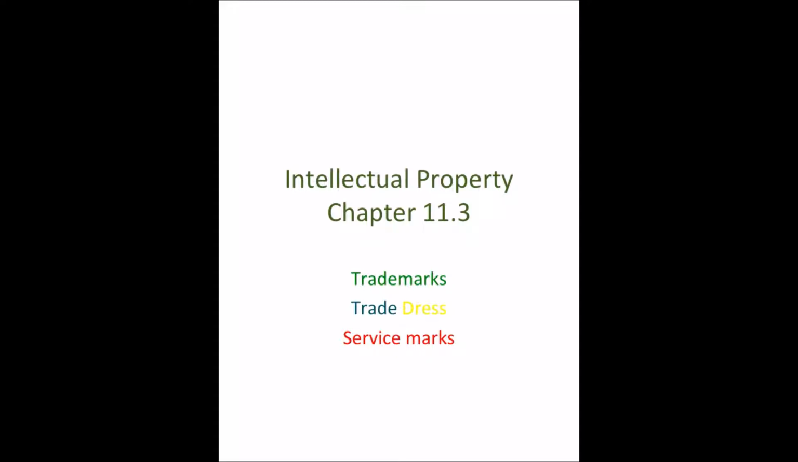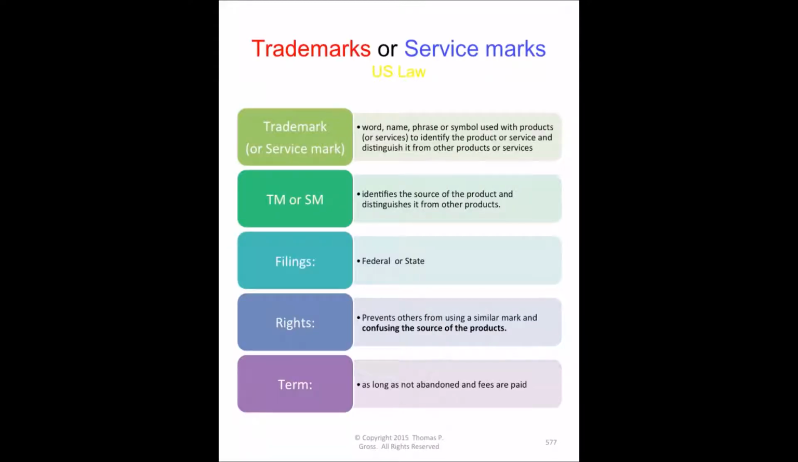Okay, so let's look at trademarks, trade dress, service marks. A trademark or a service mark is a word, a name, a phrase, or symbol used with products or services to identify the product or service and distinguish it from other products or services. And the primary purpose is to identify the source of the product and distinguish it from other products. And here you get both a combination of federal and state protection. So you can do federal filing, or you can just rely on state protection. So you have dual regulatory schemes in this area.